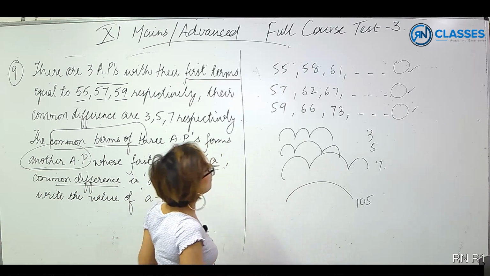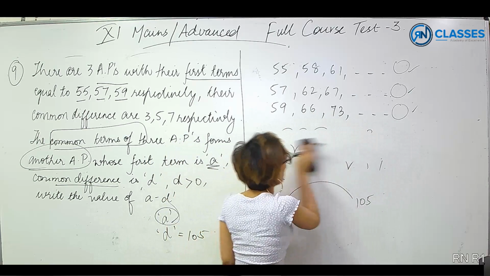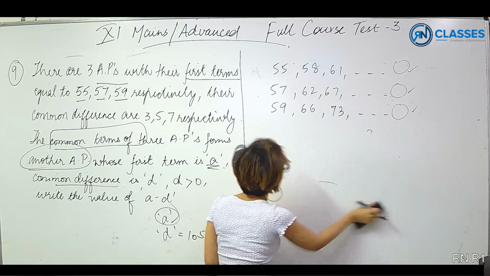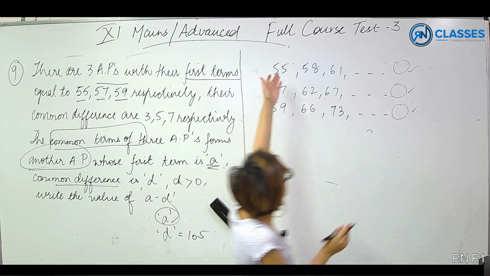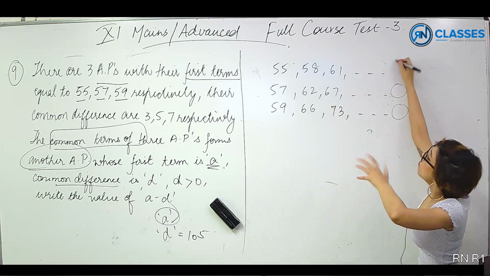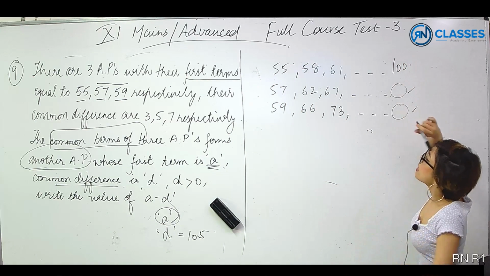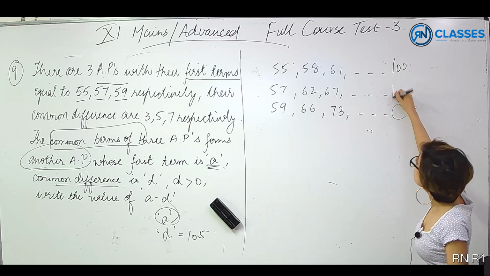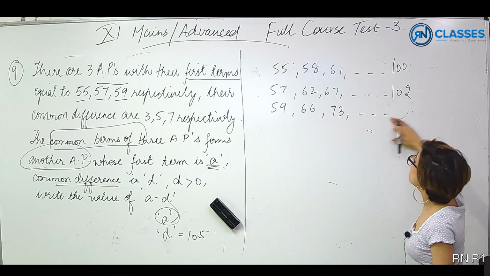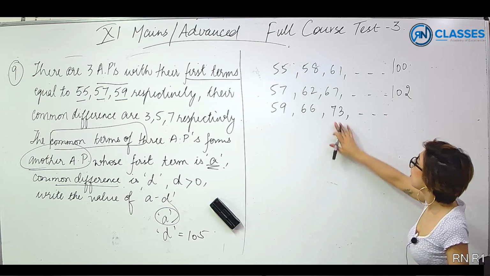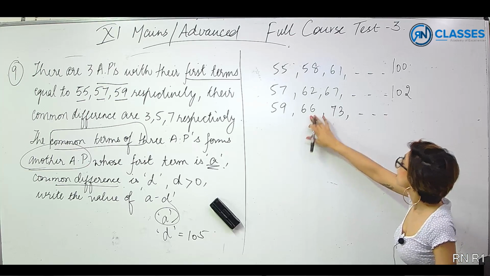Now, the problem with this question is, I write my first terms still. Suppose I've written the first term till 100, and this I have written till 102, and this I have written till, this is 70.